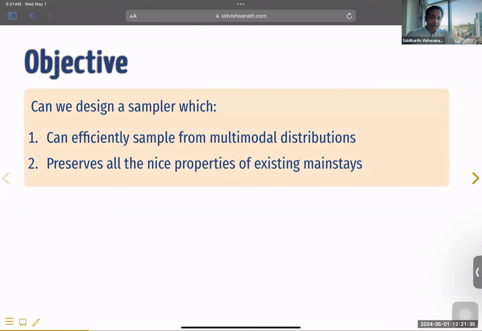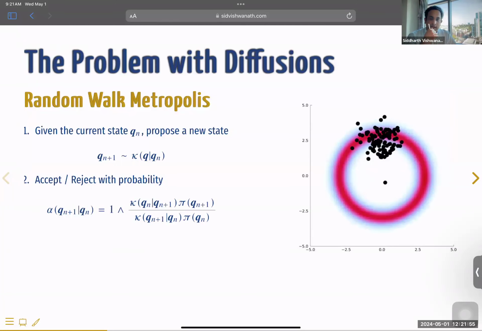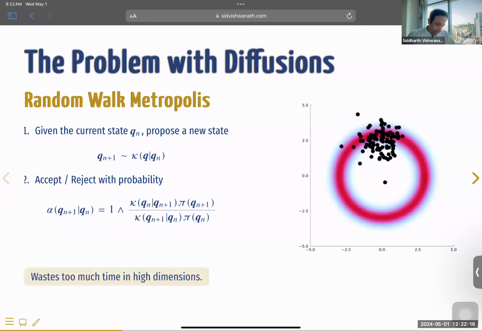Okay. So the high level objective is we want to design a sampler that can efficiently sample from multimodal distributions, and it preserves all the nice properties of existing mainstays. When I say mainstays over here, I particularly mean Hamiltonian Monte Carlo. The well-known issue with random walk Metropolis is that it generates a diffusion in space. If your target distribution has some lower dimensional structure, like what you see on the right-hand side over here, it's unable to adapt to that. So it's going to end up wasting too much time in high dimensional space trying to explore regions where there really is no information.